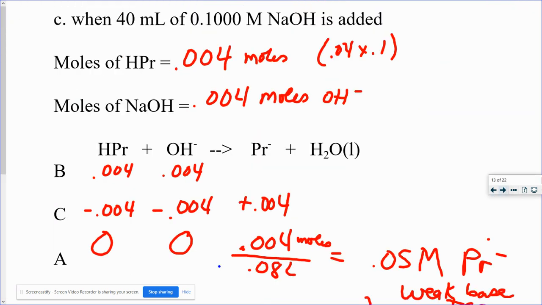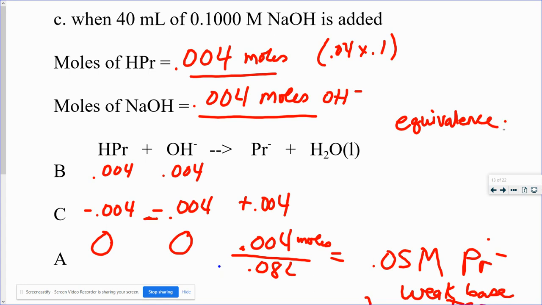So we'll keep going. Next, we're adding 40 milliliters of the 0.1 molar NaOH. Now in this case, we still have 0.004 moles of our weak acid, 40 milliliters of 0.1 molar. Now we're adding 40 milliliters of 0.1 molar OH minus to it. So we have 0.004 moles of both. Those are going to react completely so that we have used up all of the weak acid, and what we are forming is its conjugate base. Okay, so this is the equivalence point.